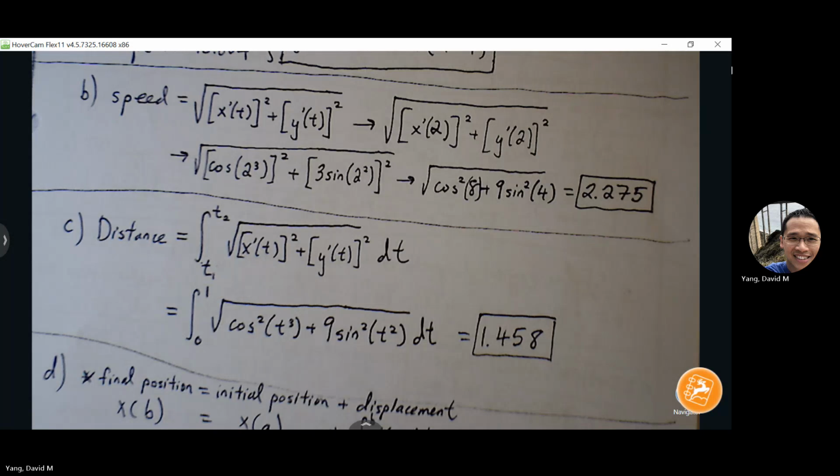Okay, part D. We have that particle motion formula, right? Final position equals initial plus displacement. Remember, for final position there are multiple formulas, so I don't know which one to use. I remember in the AB FRQs, there was a different formula.